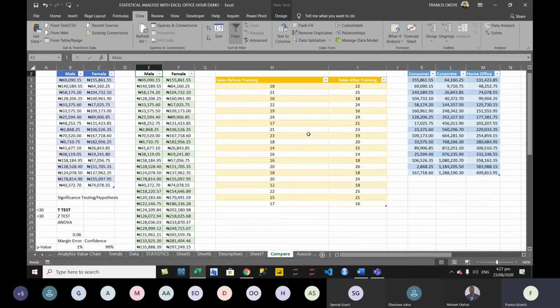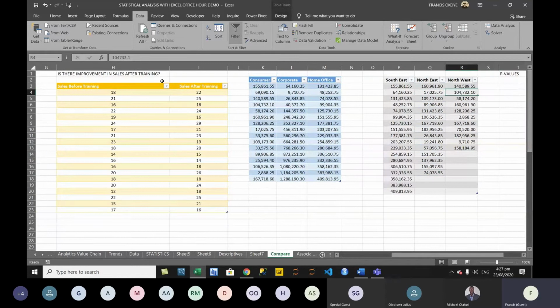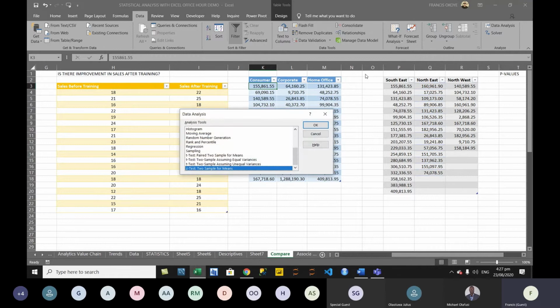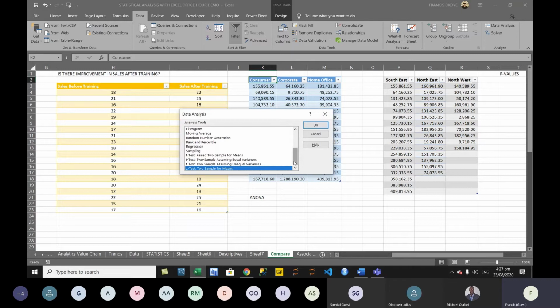But what we are simply doing is comparing between two groups. If we have more than two groups, then we can no longer use the t-test or Z-test for comparison. So what do we use? We use what they refer to as analysis of variance, the ANOVA. Same thing, data analysis. So here I will come up to ANOVA. We have the single factor, with replication, which are referred to as with interaction or no interaction. But the analysis is still almost similar in terms of how you make your decisions.